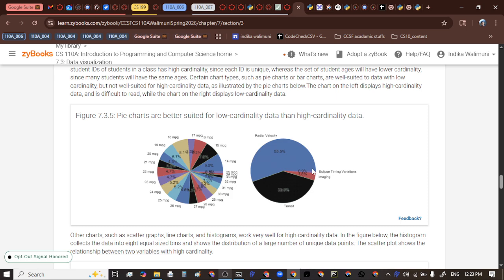So which one is the better then? Like better use of plot? It's the second one, right? Because this one is cluttered, right? So use of pie chart to represent this data set is a bad choice, right?